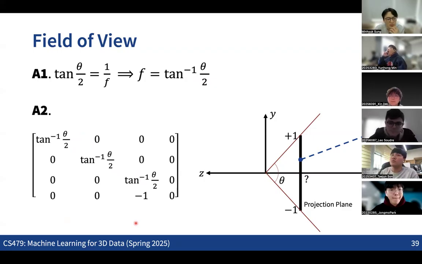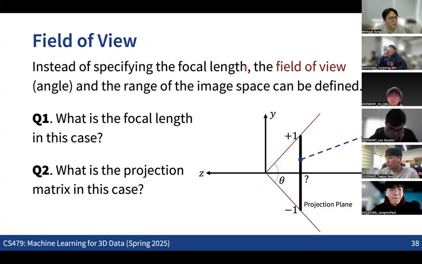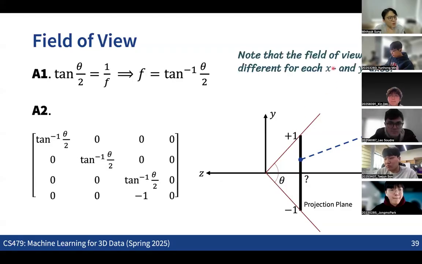And also, when you define the field of view, we can set a different field of view for each of the axes. For the focal length, it doesn't make sense to set a different focal length here. But depending on the range of each of the axes, we can set a different field of view, which also changes the size of the image along each of the axes. Right?